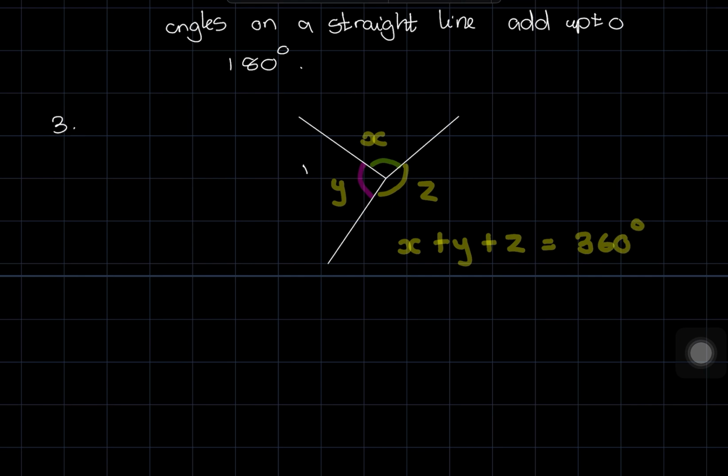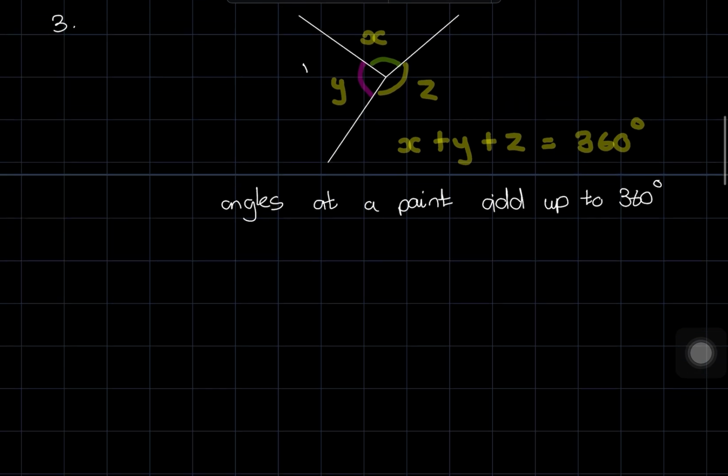That is theorem 3, which says that angles at a point add up to 360 degrees. Remember, you can prove these theorems. You can simply use your protractor and measure. You'll find out that what I'm saying is correct. Okay, let's go to theorem number 4.